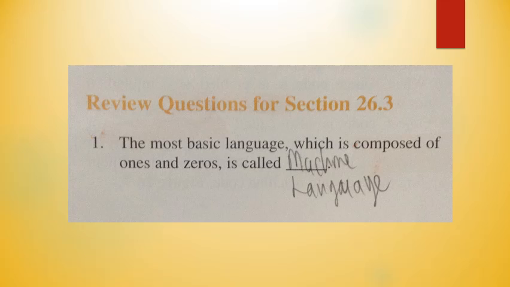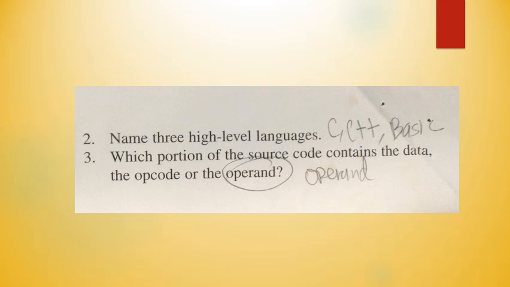Review questions. 26.3. The most basic language, which is composed of ones and zeros, is called machine language. The three high-level languages are C, C++, and BASIC. Which portion of the source code contains the data? The opcode or the operand? That would be the operand.